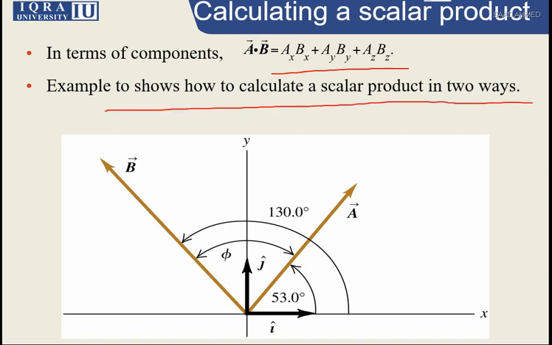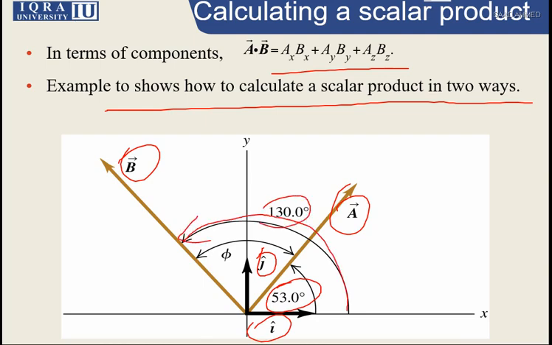Examples show how to calculate scalar products in two ways. Let's see. We have vector A and vector B, both in different directions. You can get the components of it, and you check the angle. This is i, this is j, with i on the x-axis and j on the y-axis. From i it is 53 degrees, and this one is 130 degrees, and the difference, 130 minus 53, gives you this theta.